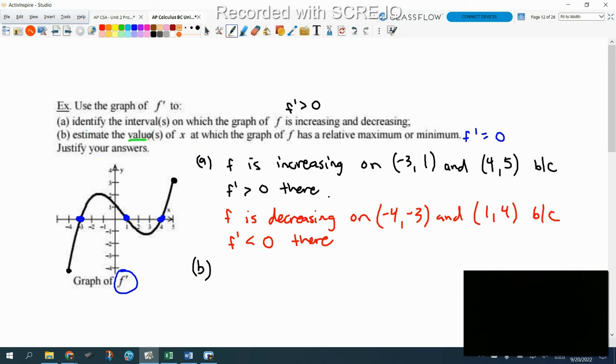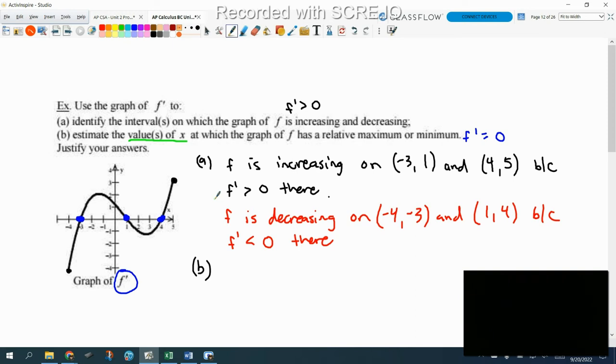Find the values of x. So this is different. We don't have to find the points, and that's a good thing because we don't even know what f is. What does f look like? We could probably create a sketch from what we see right here, but as of right now, we don't have anything we can plug an x value into to get out a y value.